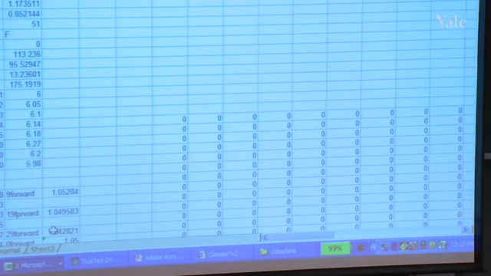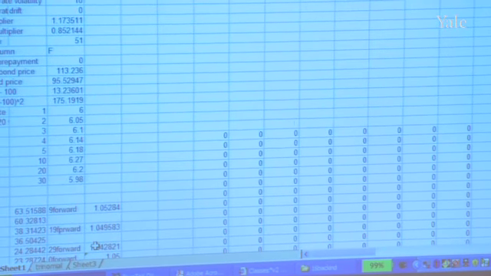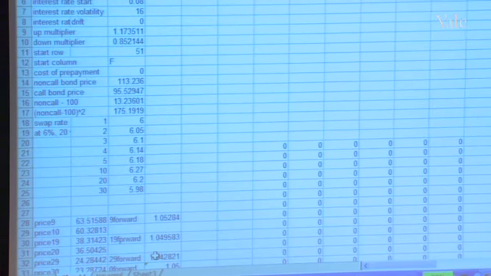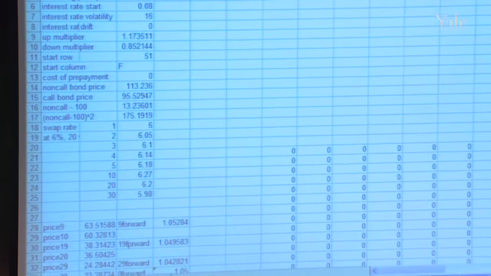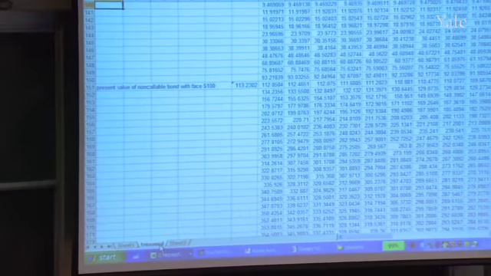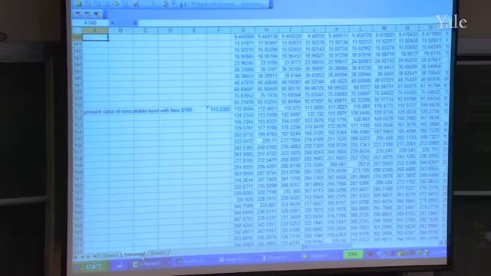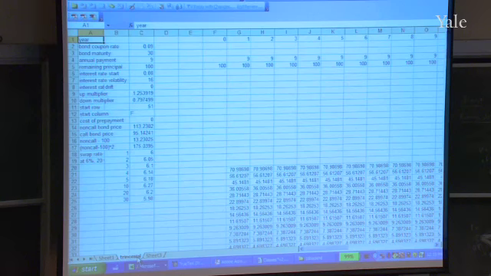We did 9% as the coupon, and the interest rate started at 8%, and the volatility was 16. So if I go to trinomial, I put 9% to start, 30 years, 8% the starting rate, and volatility is 16. And now I have to do the up multiplier, and by doing that, you see I've multiplied up there in that formula.